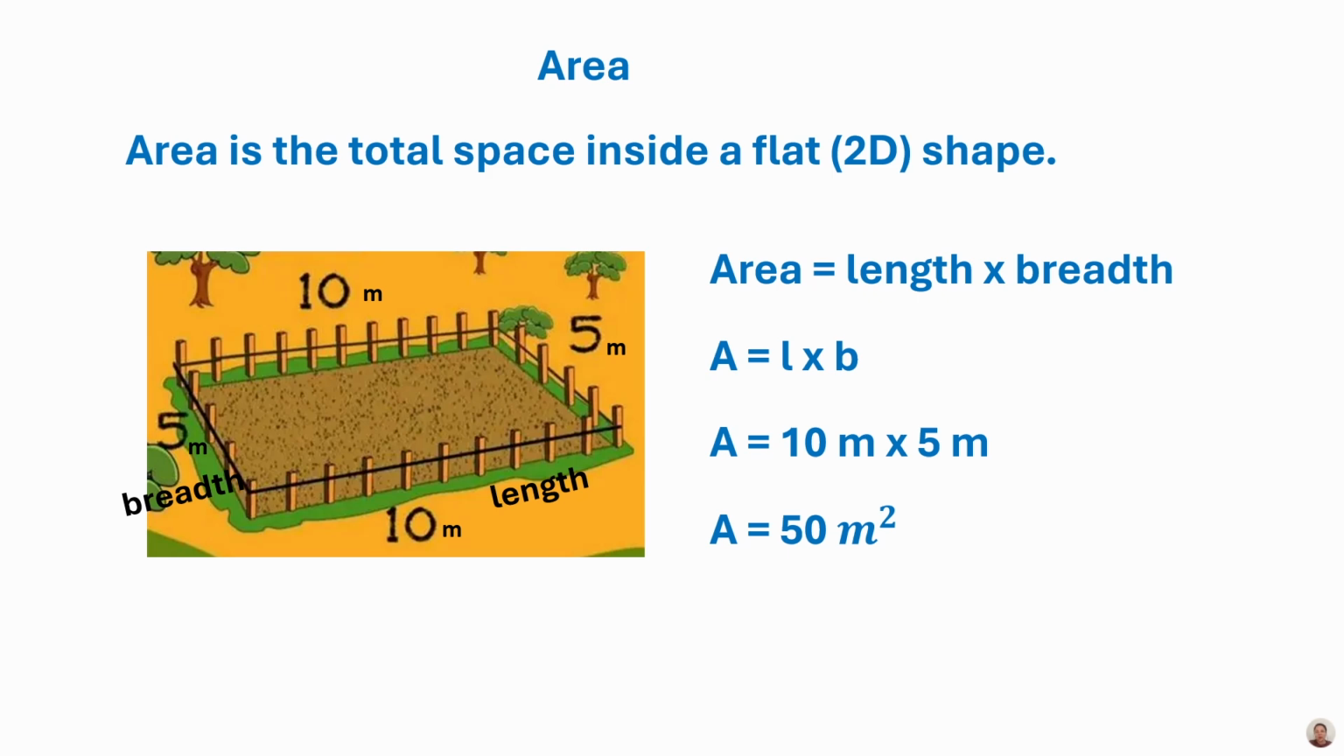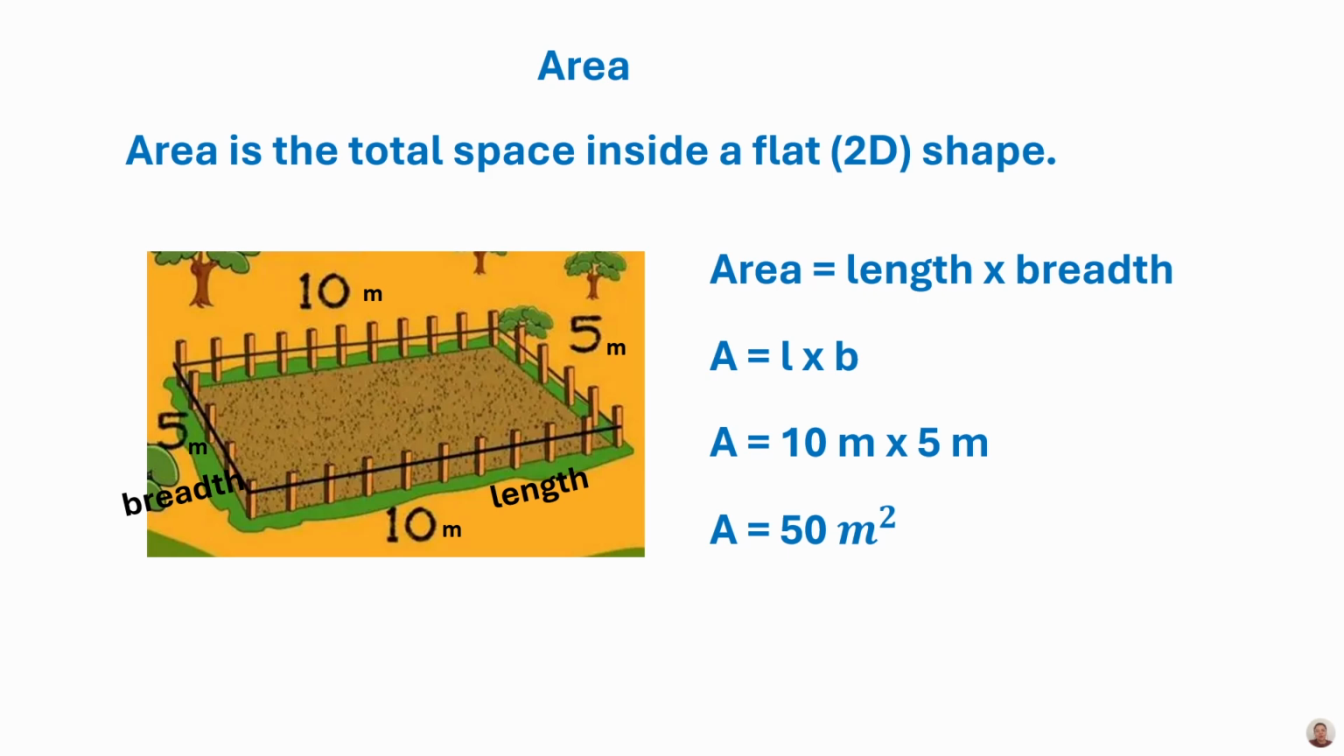And it is squared because we are multiplying. In perimeter, we were adding, so it just stays as a unit of that measurement. But in this case, because we're multiplying, we always put a square by the unit of measurement. So we're going to use this formula for a rectangle and also a square.